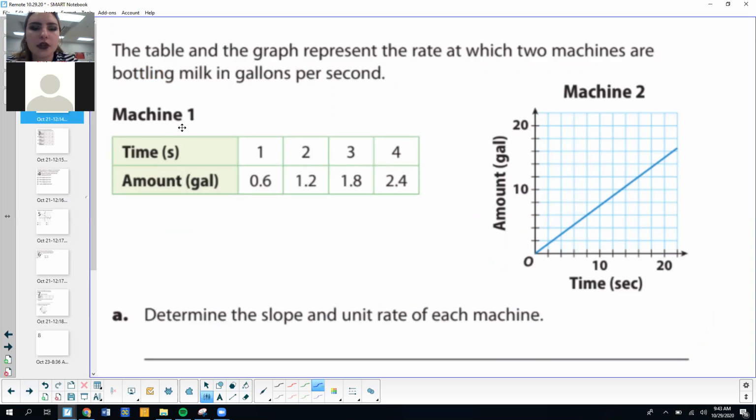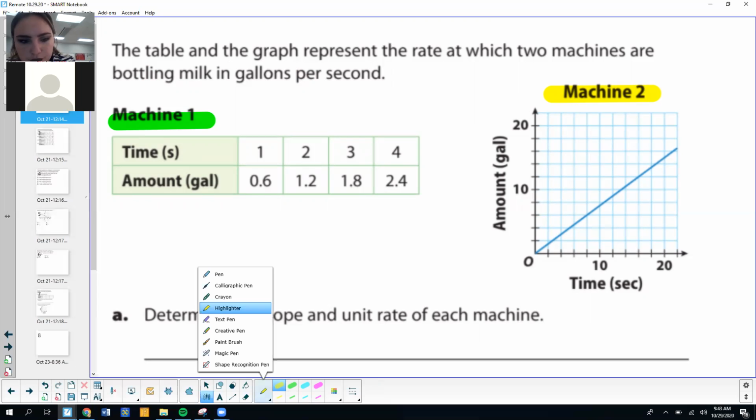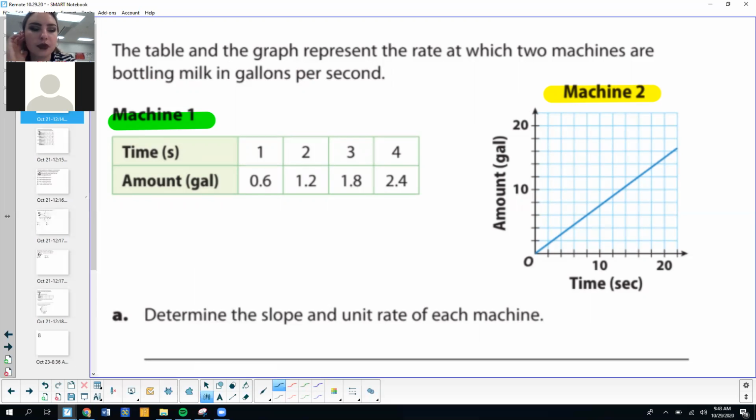All right. The table and the graph represent the rate at which two machines are bottling milk in gallons per second. Machine 1 is over here on the left, and then we've got machine 2. So we're comparing a table with a graph to determine the slope and unit rate of each machine. If you guys remember, we need to figure out the slope from a table.